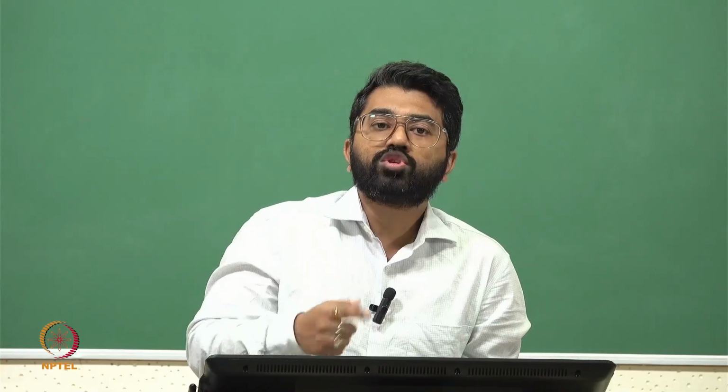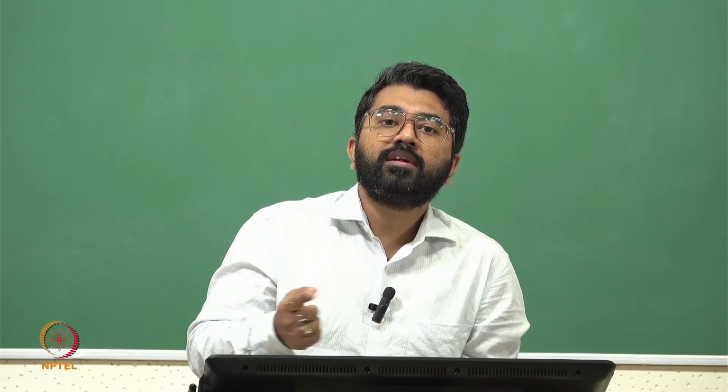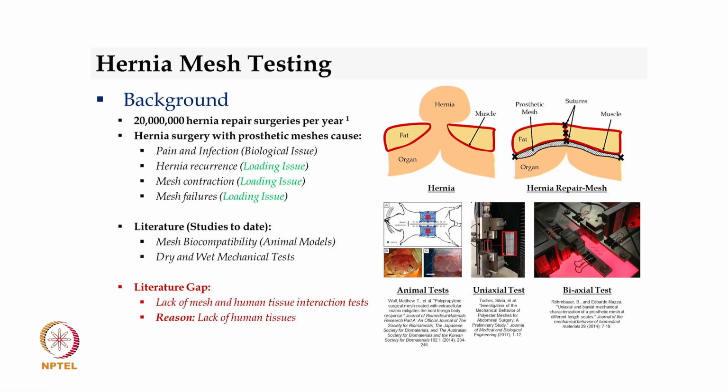You have the mesh typically sutured with a soft tissue, and you want to study the interaction between the mesh and the soft tissue. So the literature gap here is the lack of mesh and human tissue interaction tests, and one of the reasons this is not there is the lack of human tissues itself. You cannot be taking an abdominal tissue that quickly and running these tests, right?